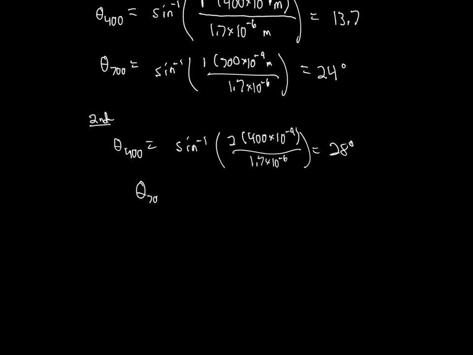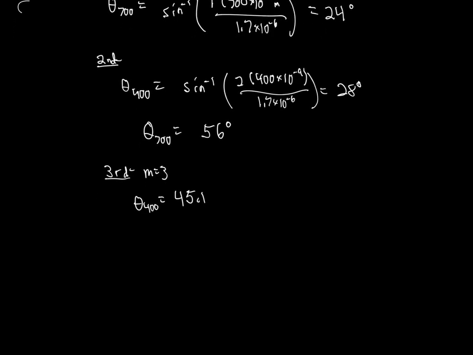Same thing for 700. Just plug in a 2, you'll get about 56 degrees. Third bright spot. What do I do differently for the third bright spot? Put in 3. Plug in 3, M equals 3. You get theta for 400 nanometers is 45.1.